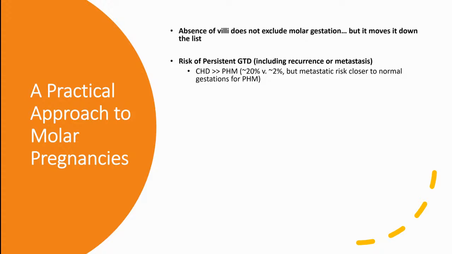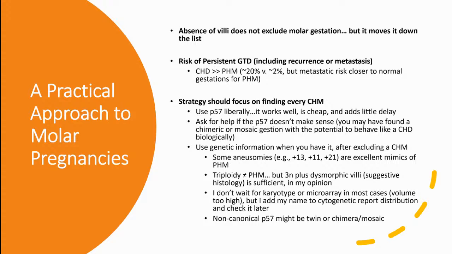So this is what I think we should do. I think our strategy should really focus on finding every complete mole because that's really where the high risk is. So I advocate using P57 liberally. It works well, it's cheap, and it adds very little delay to the time. If your P57 scanning pattern doesn't make sense, ask for help, because you may have found one of these odd chimeric or mosaic gestations with the potential to behave like a complete mole. Plus, for those of us who are interested, these are cool cases, and we're looking for more of them.